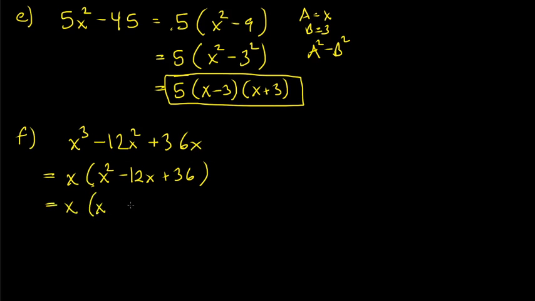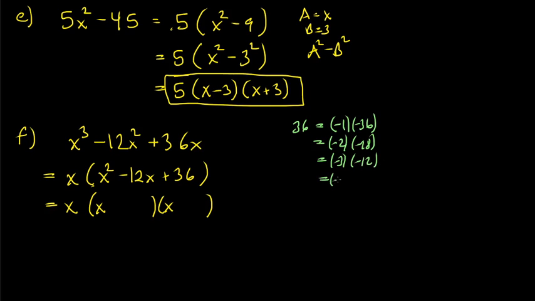So let's try it. Are there two numbers that multiply to 36 and add to negative 12? So this is going to be, let's see, 36, we can do negative 1 times negative 36. We could do negative 2 times negative 18, negative 3 times negative 12, negative 4 times negative 9, and negative 6 times negative 6. So only one of these adds up to negative 12, and it's the last one, right? So none of these others will match with the negative 12. There's our match, right? So it's just x minus 6 times x minus 6.